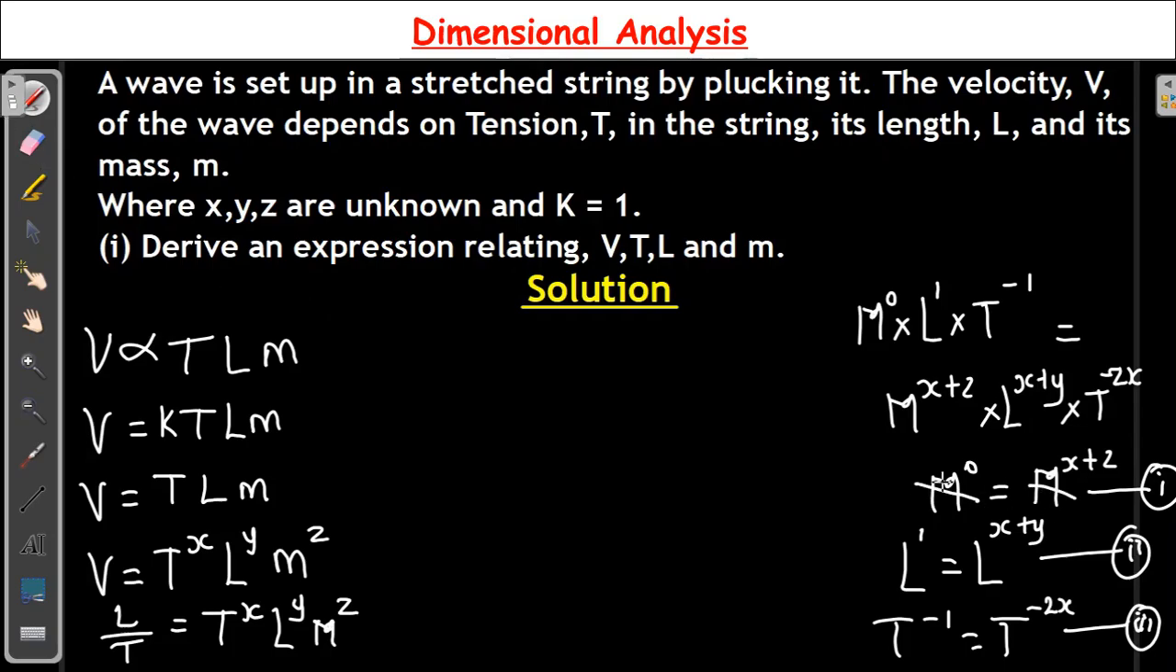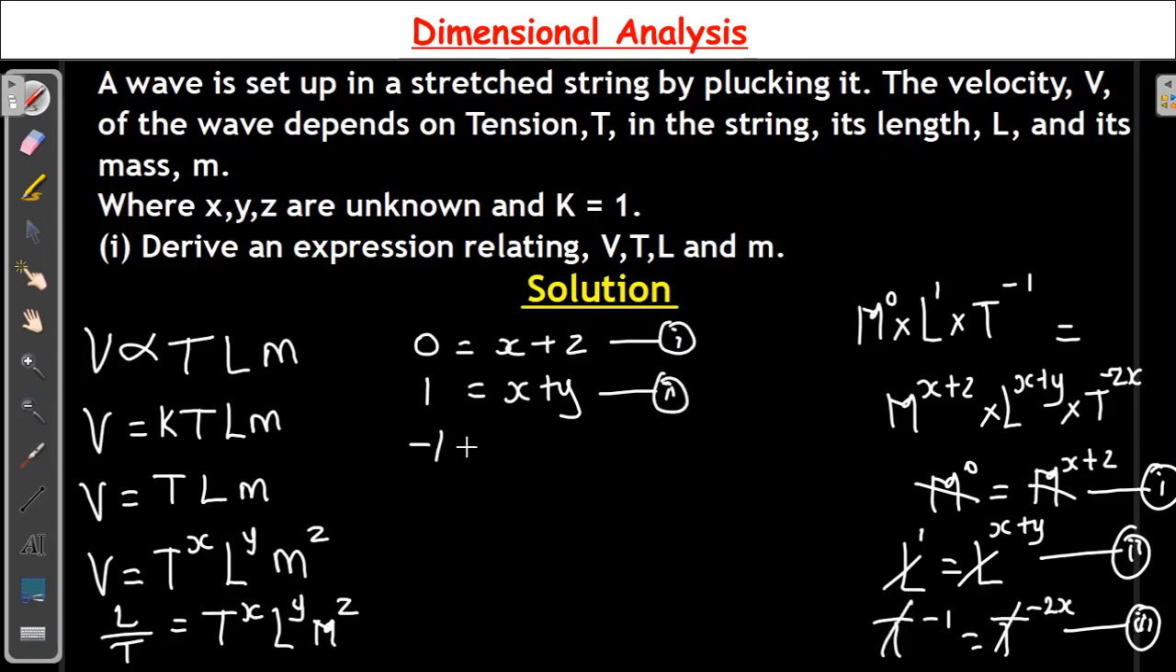And we divide m, you have 0 is equal to x plus z, equation 1. L cancels L, you have 1 is equal to x plus y, equation 2. T cancels T, you have minus 1 is equal to minus 2x, equation 3. Now the goal is to solve for x, y, and z.